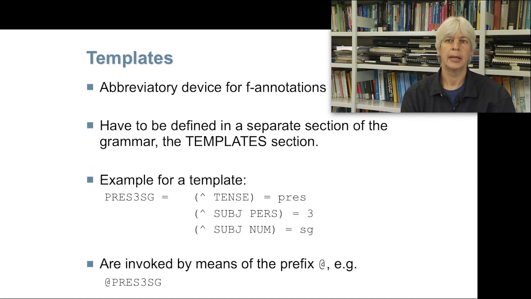Okay, so how do templates work? They're basically abbreviatory devices for F-structure annotations. They have to be defined in a separate section. We saw that. It's empty in our Grammar 1. Here's an example for a template. This is something that's called pres 3 singular. You can call templates anything you want. This is the name of the template over here. And you say equals, you're saying what this template is. So you're saying this is the abbreviation for this bit over here. What I mean when I say this is: up's tense is present, up's subject person is 3, up's subject number is singular. Okay? So this thing, pres 3 singular, is an abbreviation for these three equations. And how do you invoke it? Well, you use the at prefix, something like at pres 3 singular.